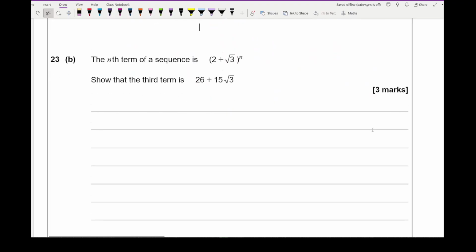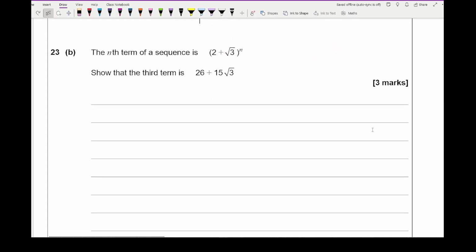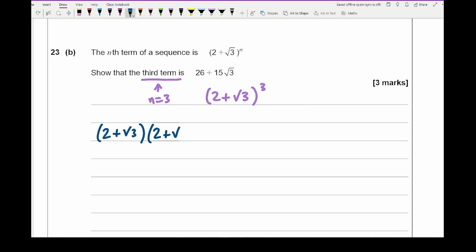Then for question 23b, it says the nth term of a sequence is 2 plus root 3 to the power of n. Show that the third term is 26 plus 15 root 3. Well, for it to be the third term, that means that n equals 3. So what I want to work out is 2 plus root 3 to the power of 3. Now for this, what we need to spot is that this is a triple bracket question. Now, just to save a bit of time, when you're expanding triple brackets, I always like to multiply out the second two brackets.